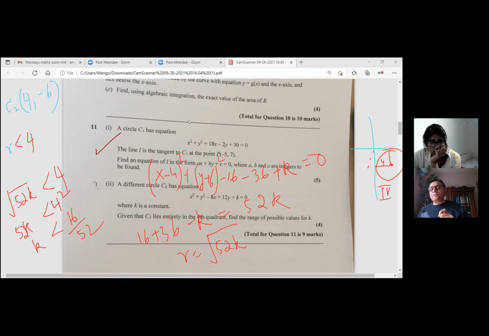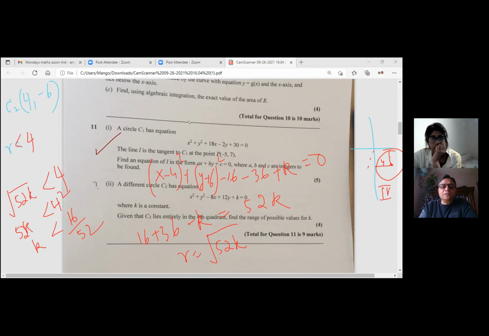So this is the k value, which will be, so let's see, what is this? It has to be greater than 0, of course, correct? So 16 over 52 becomes the value of k. All right. Okay. Is that clear to you? Mm-hmm. Right. So this is one part.